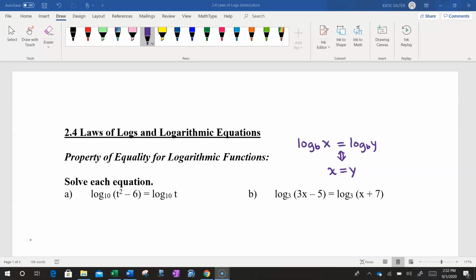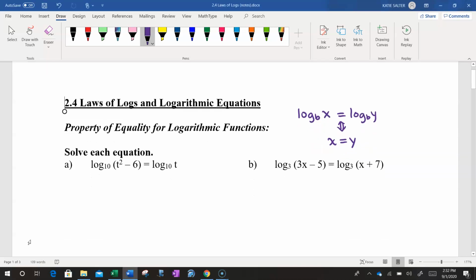All right, so to apply this, the first equation says solve each equation. Log base 10 of t squared minus 6 equals log base 10 of t. Because these are equal to each other and they have the same base, that is only true if what's inside of them are both equal.